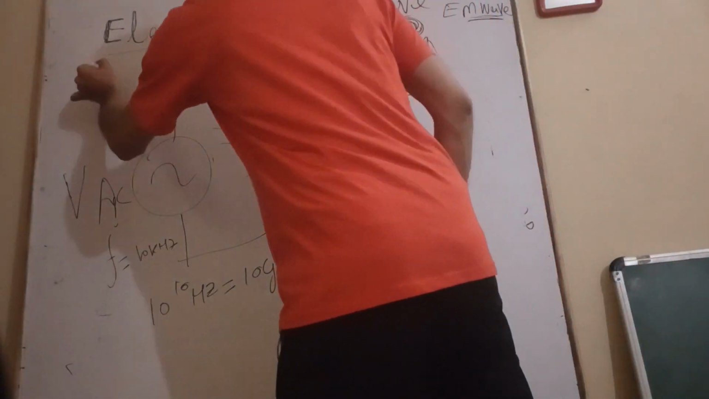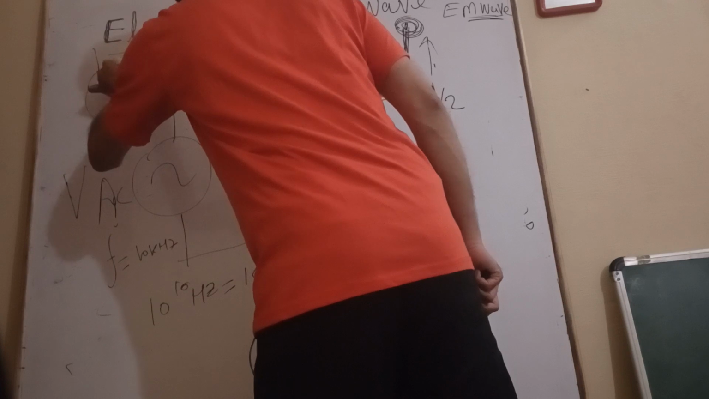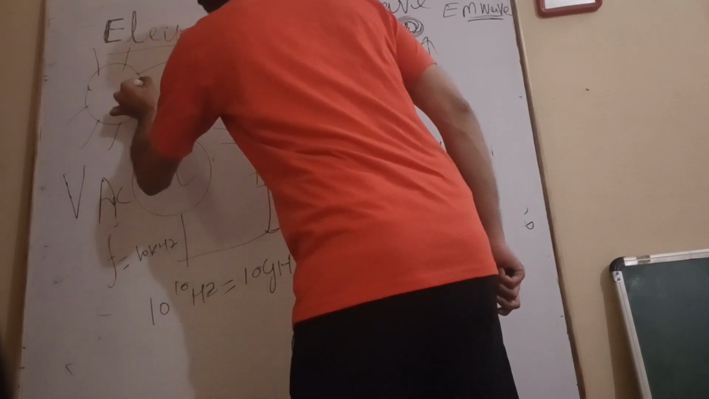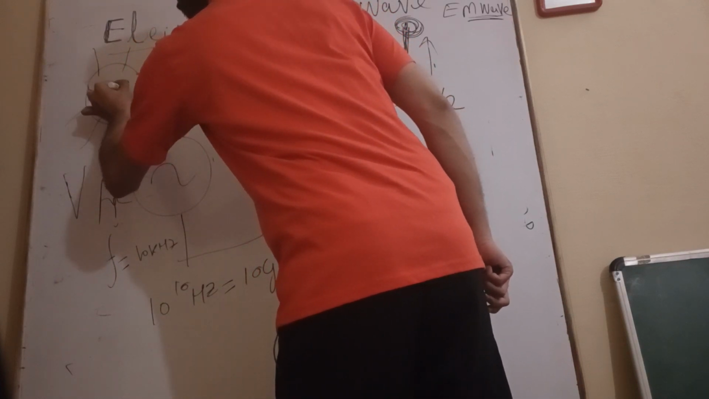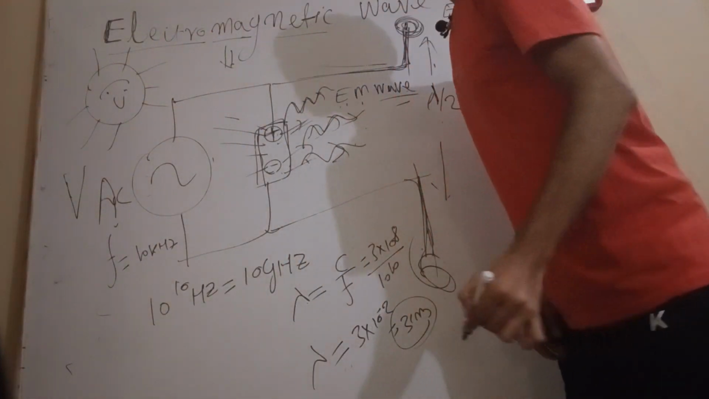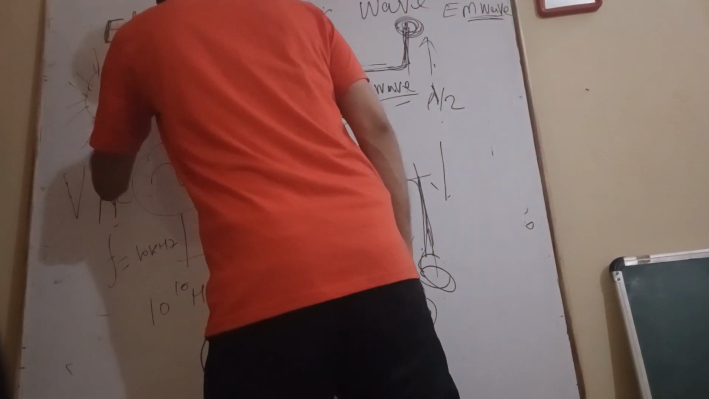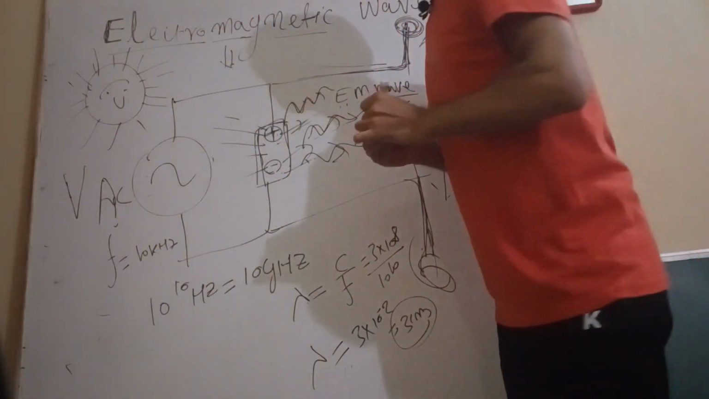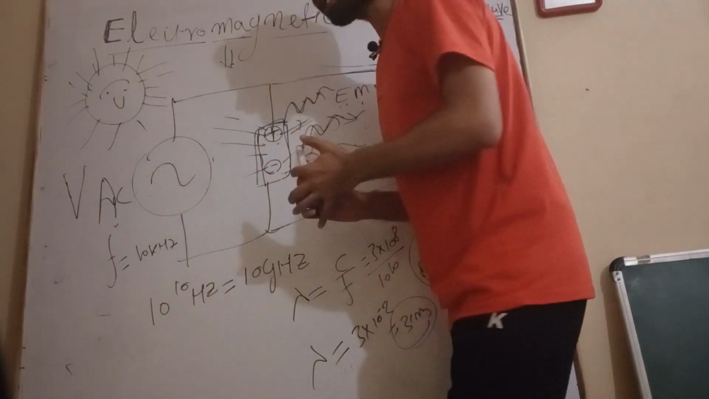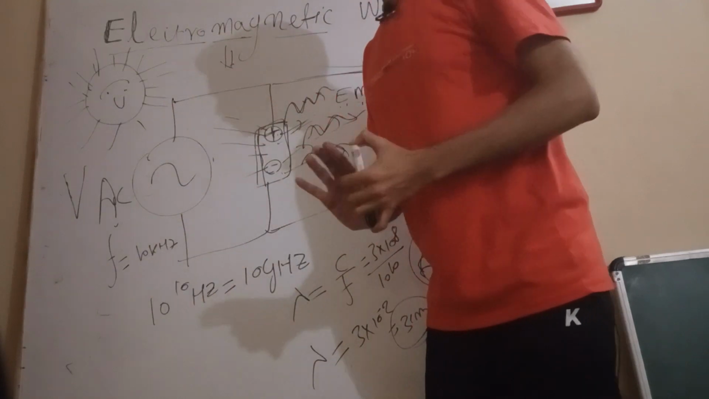So if you see the sun, this is my beautiful sun. This sun has a lot of electrons, a lot of charge. Charge means electron, positive charge, negative charge.